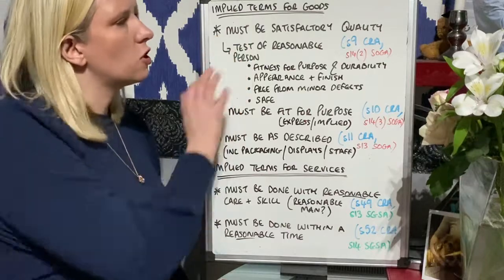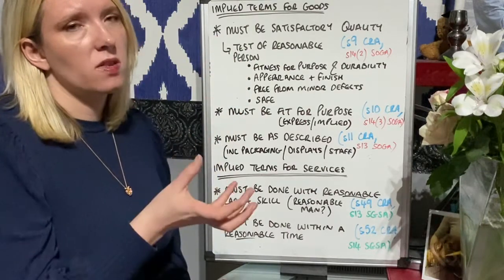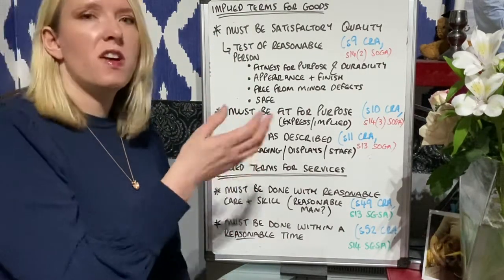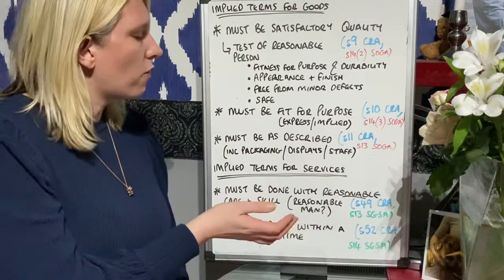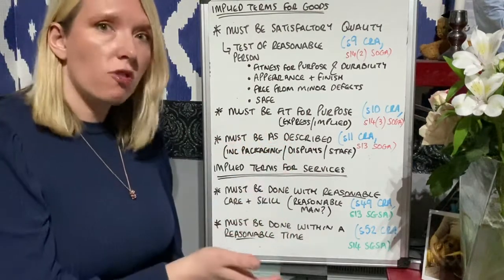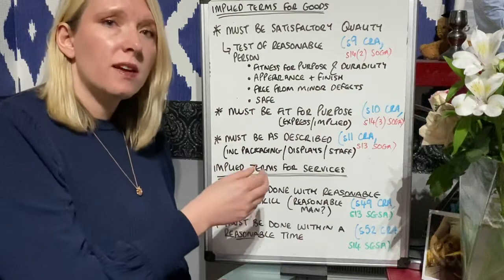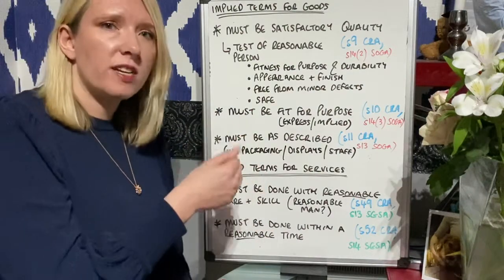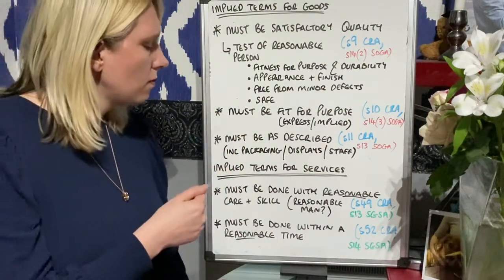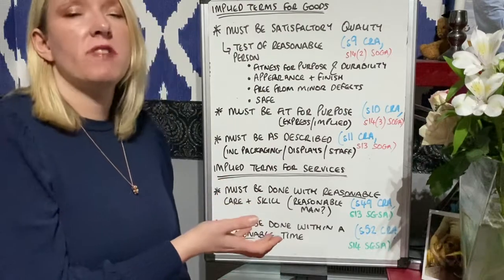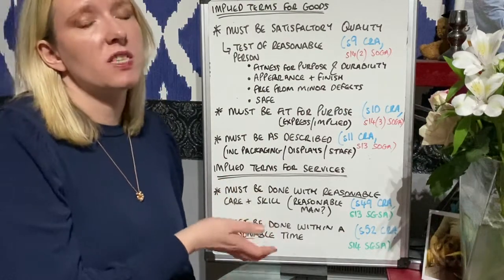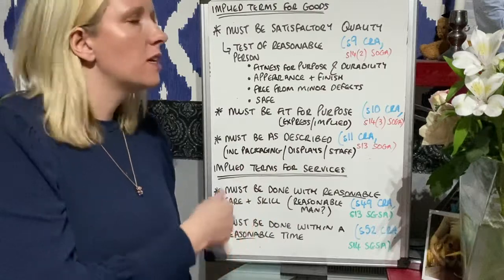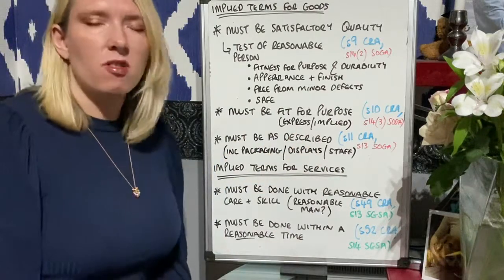So if it's goods, do you think it was satisfactory quality based on the information that you're given? Was it fit for the purpose that it was sold for? And is it as described? If those things are breached, then suggest a suitable remedy. If it's a service, was it done with reasonable care and skill? And was it done within a reasonable time frame? If not, you would then go on to suggest an appropriate remedy.